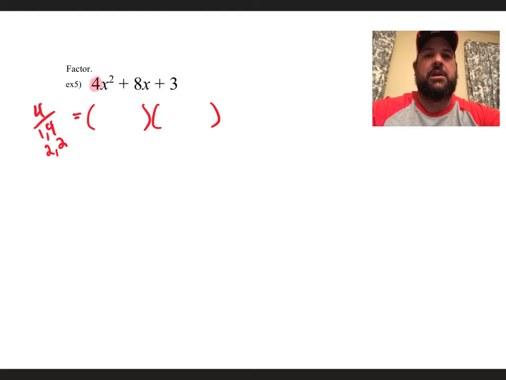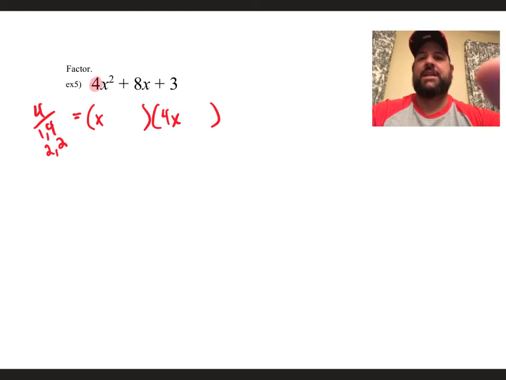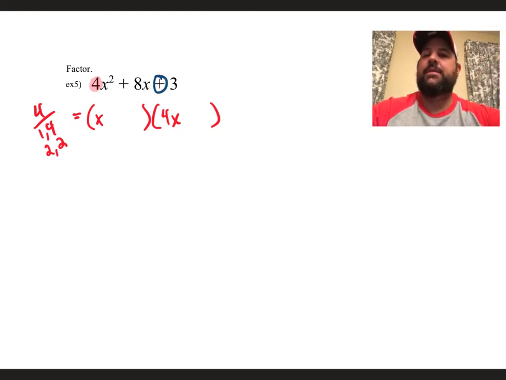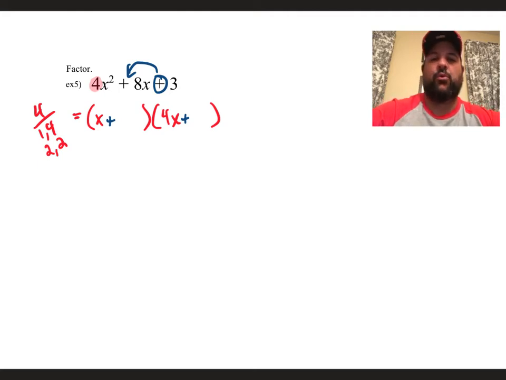So I'm going to pick x and 4x. All right, then I'm going to look at my signs. In this case, the last term is positive. That means I'm using the same sign, so I go to the middle. They're both pluses. All right, that's good. And then the last multiplication has to give me 3. Well, luckily I don't have much of a choice here. It has to be 1 and 3. So I'm just going to plug in 1 and 3.